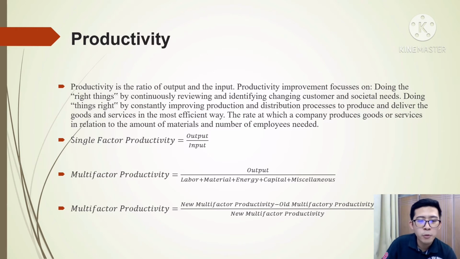Actually, there are three formulas in terms of productivity. The first one is single factor productivity, which is output divided by input. The second one is multi-factor productivity, which is output divided by labor plus material plus energy plus capital plus miscellaneous. The third one is the change in multi-factor productivity, which is new multi-factor productivity minus old multi-factor productivity, divided by the old multi-factor productivity.